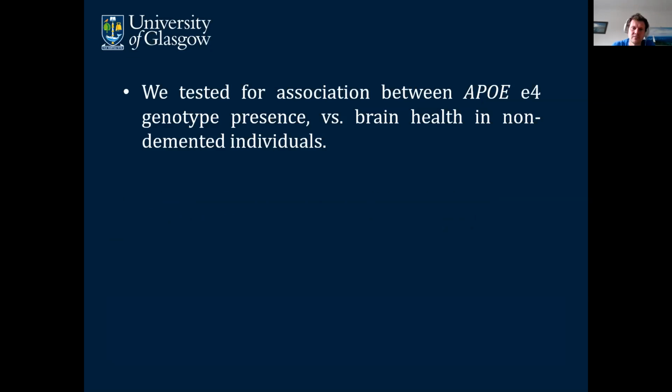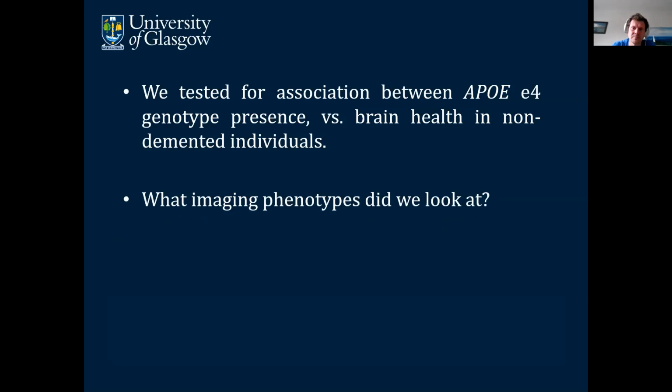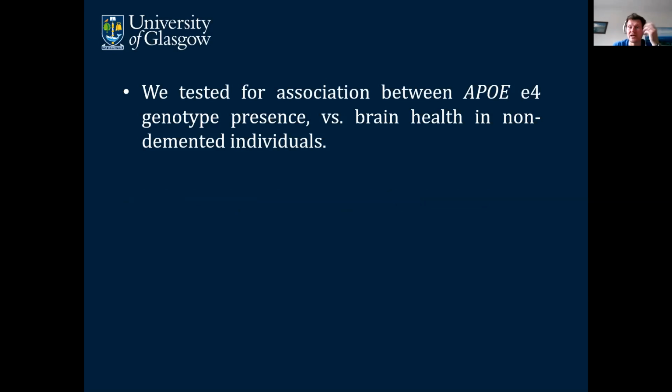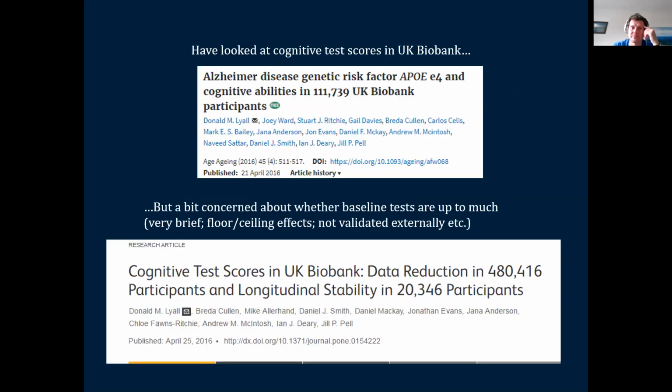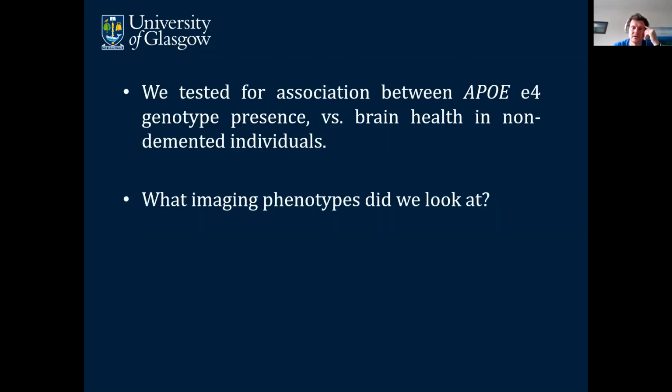So I'm going to go through a paper that we did a couple of years ago now, where we tested for ApoE's association with structural brain health, having said what I've said there about the baseline cognitive tests not being too ideal. So we looked at imaging phenotypes, which we know from previous literature are relatively barn door substrates for worse cognitive abilities. So you could look at the whole wide range.